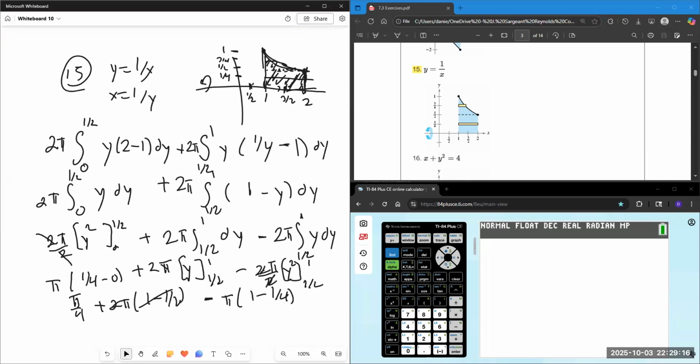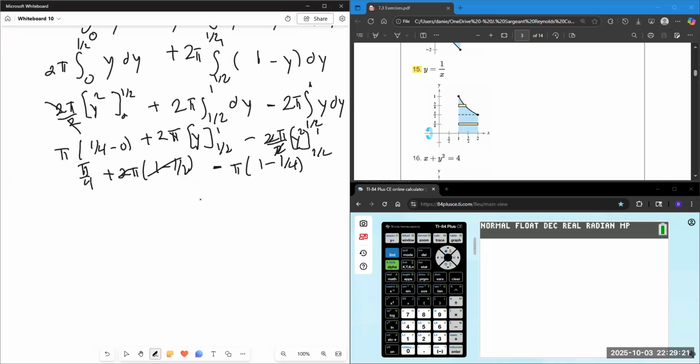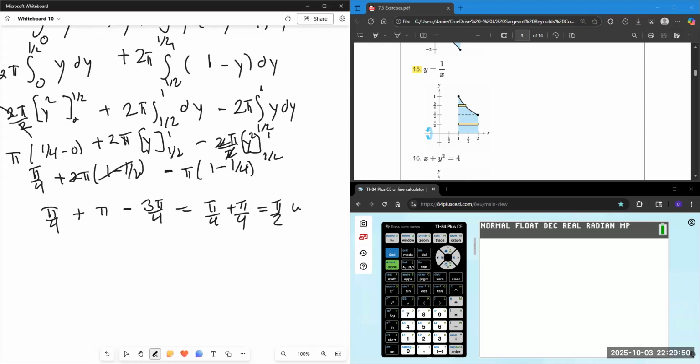1/4 is pi over 4 plus pi minus 3 pi over 4. 1 minus 3 pi over 4 is pi over 4, and pi over 4 plus pi over 4 is pi over 2. And that's going to be cubic units.